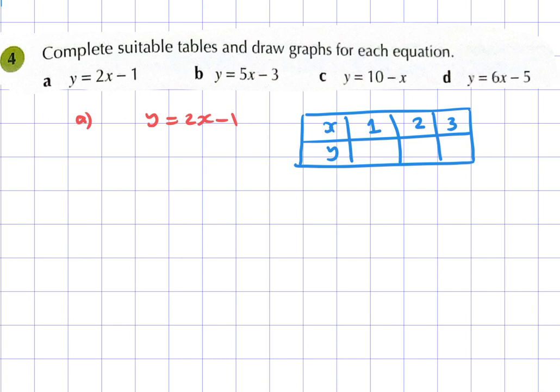Now for each value of x, can you find y? Yes. How to find y? Substitute x by 1. So 2 times 1 equals 2, minus 1, 1. So if x equals 1, y equals 1. For x equals 2, 2 times 2 is 4, 4 minus 1 equals 3. For x equals 3, 2 multiplied by 3 is 6, 6 minus 1, 5. So that's enough. So 1 and 1, 2 and 3, 3 and 5.